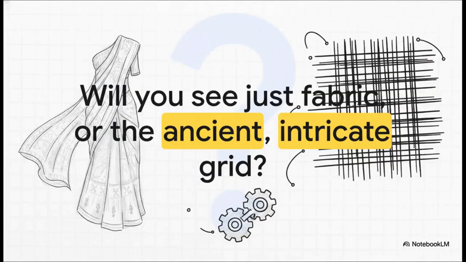So I'll leave you with this thought. The next time you pull on a shirt or you see an elegant sari, just take a second to look a little closer. You're not just looking at a piece of cloth. You're looking at an ancient, intricate grid of warp and weft, a hidden architecture that quite literally is holding our world together, one thread at a time.